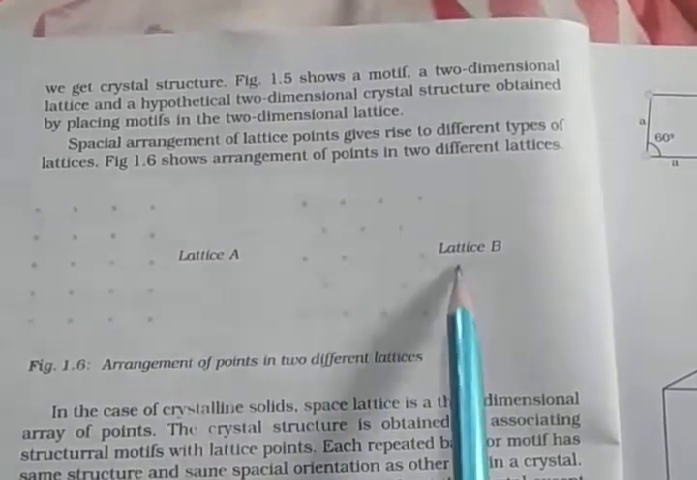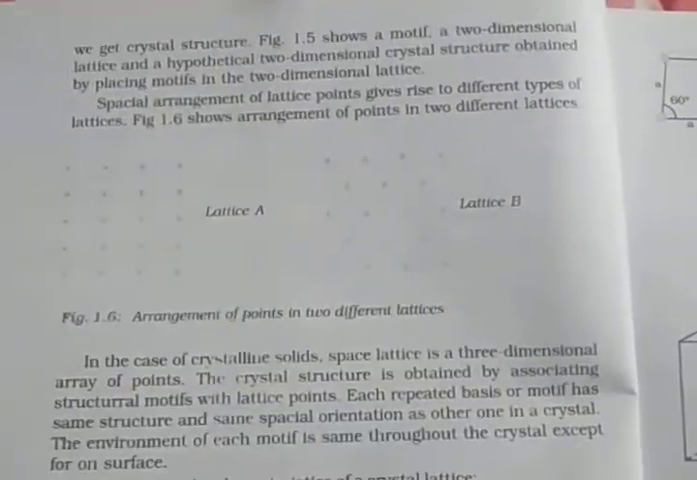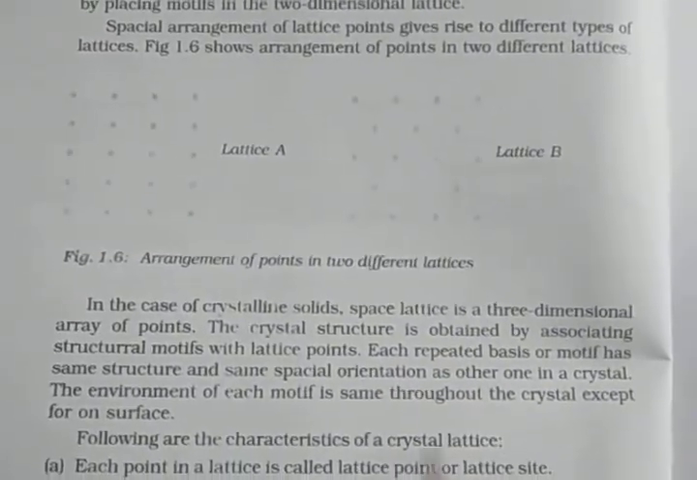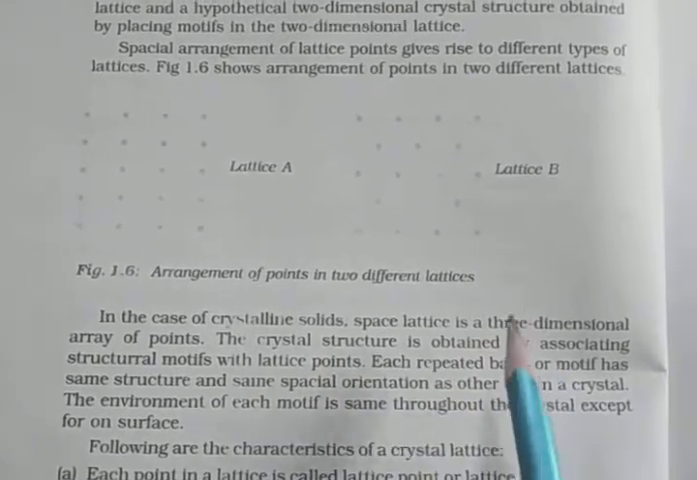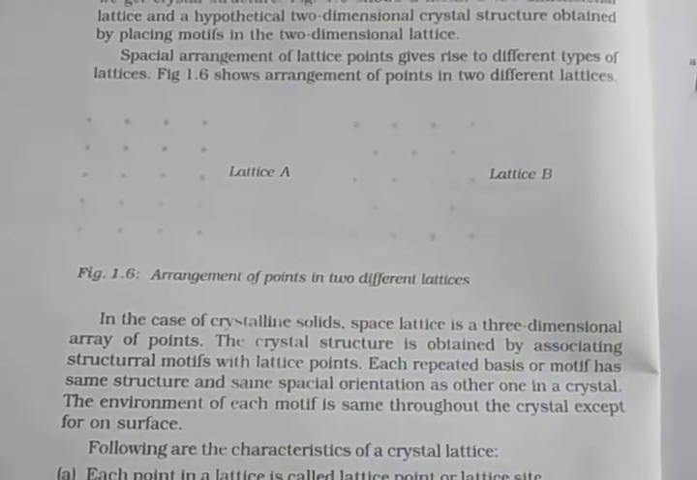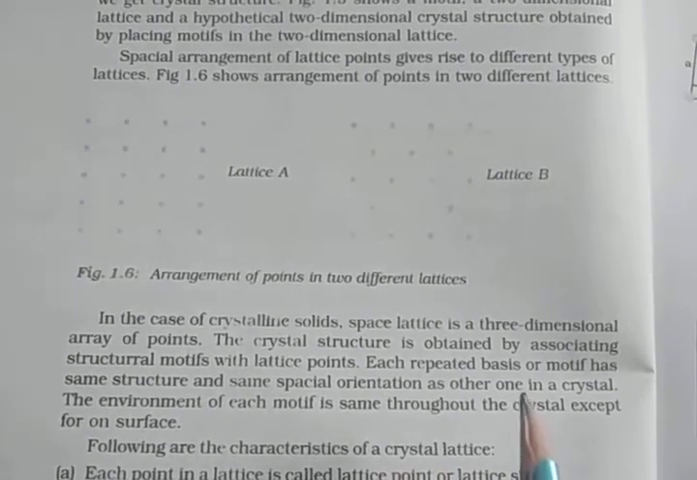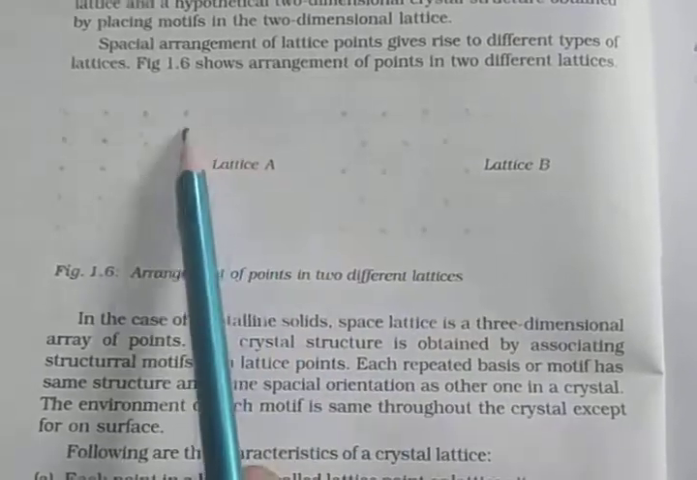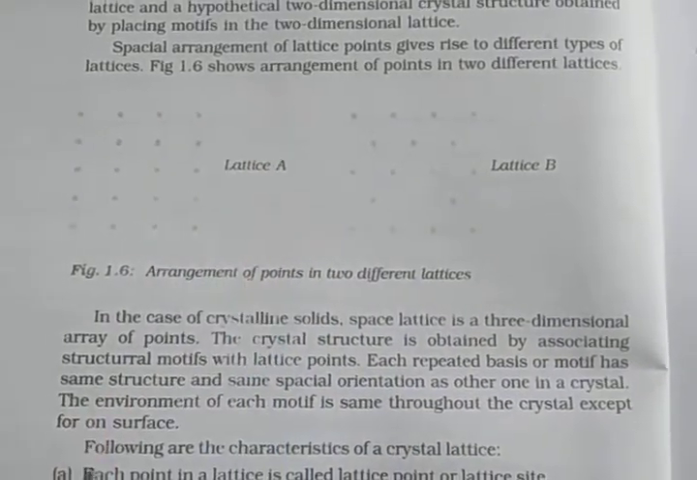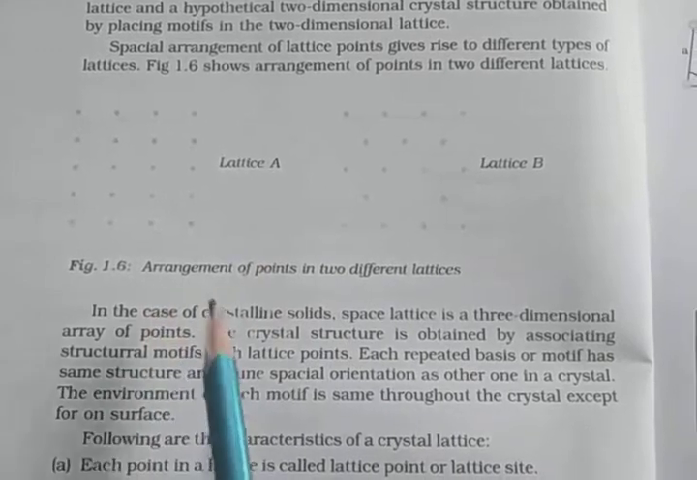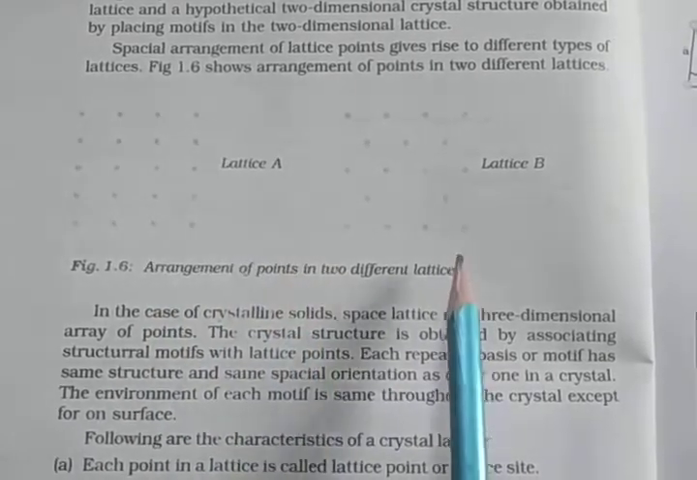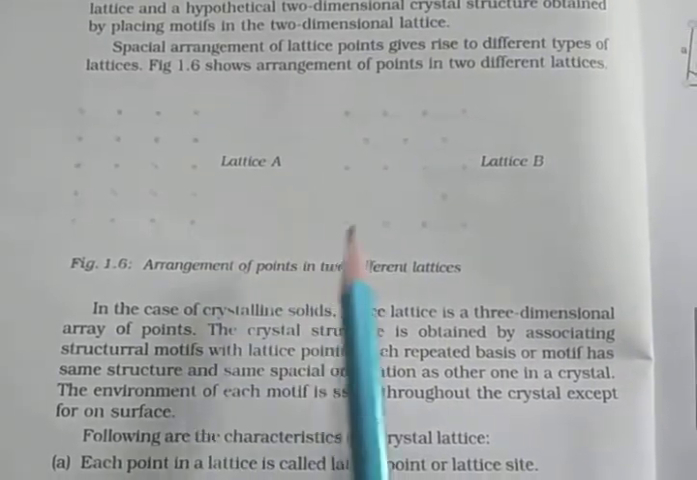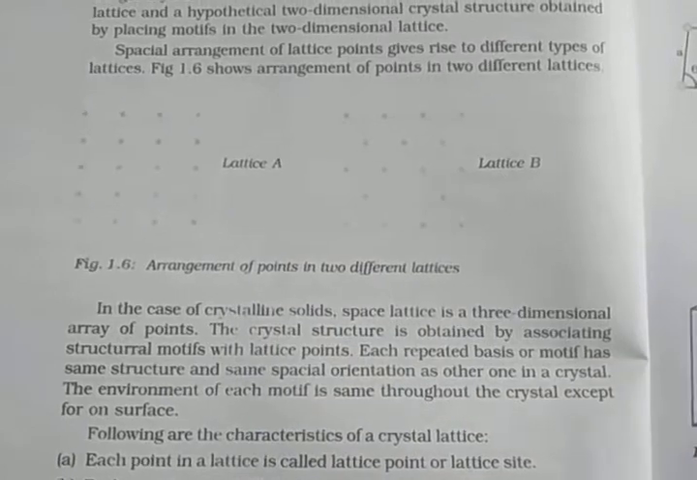So, the arrangement of the points in the two different lattices. In the crystal lattice, in case of crystalline solids, the space lattice is a three-dimensional array of points, obtained by associating structural motifs with its lattice points. Each repeated basis or motif has the same structure and the same spatial orientation as the others in a crystal. So the environment of each motif is the same throughout the crystal except at the surface.